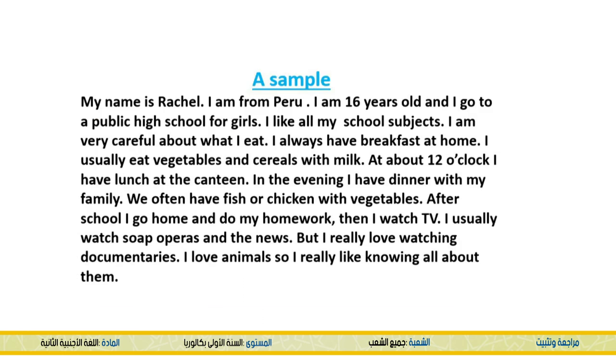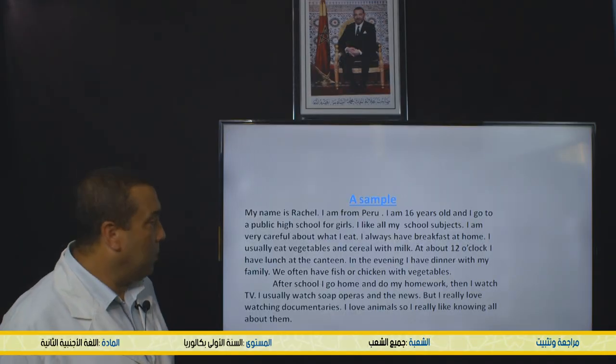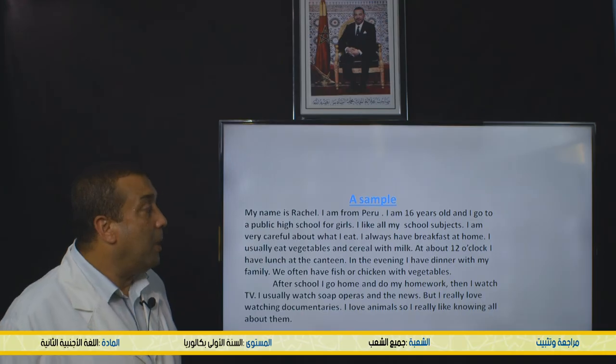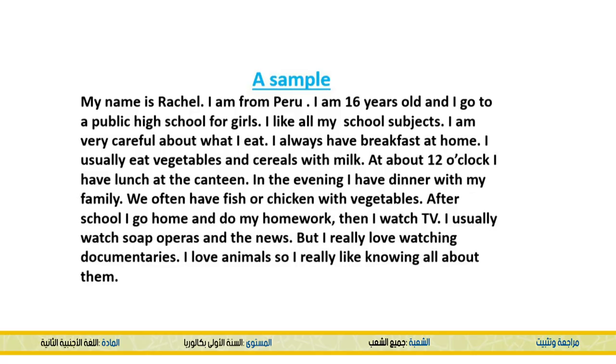This is about Rachel. Look, my name is Rachel. I'm from Peru. I'm 16 years old and I go to a public high school for girls. I like all my school subjects. I'm very careful about what I eat. I always have breakfast at home. I usually eat vegetables and cereals with milk. At about 12 o'clock, I have lunch at the canteen. In the evening, I have dinner with my family.